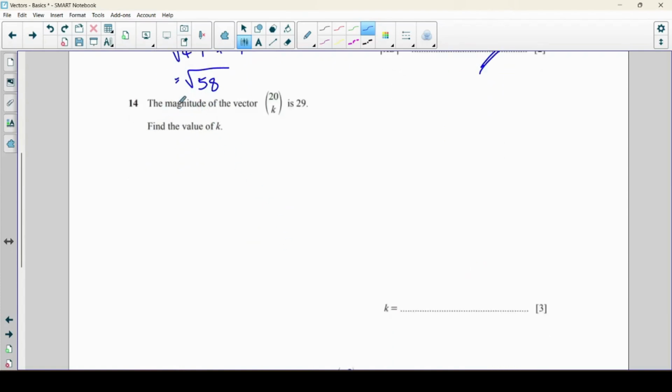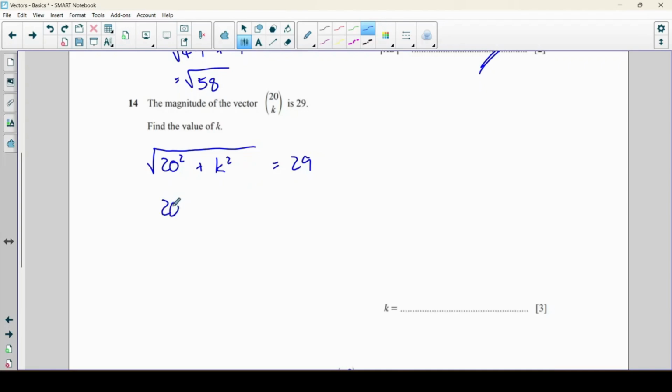Okay, this one's slightly different. The magnitude of this vector is 29. Okay, but we're not told the component. So slightly different magnitude question. We're going to start the same way. We're going to write the square root of 20 squared plus k squared. And that must be equal to 29 because we're told it is. Now to solve this equation, we need to be able to get rid of this big square root. To do that, we're going to square both sides.